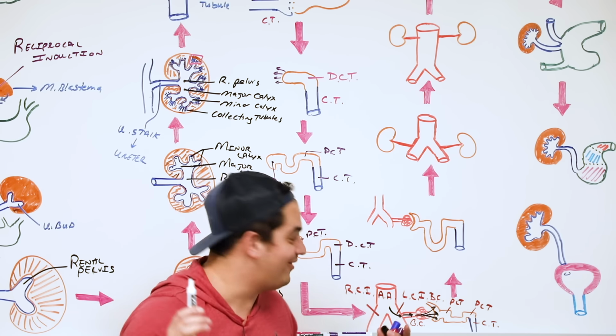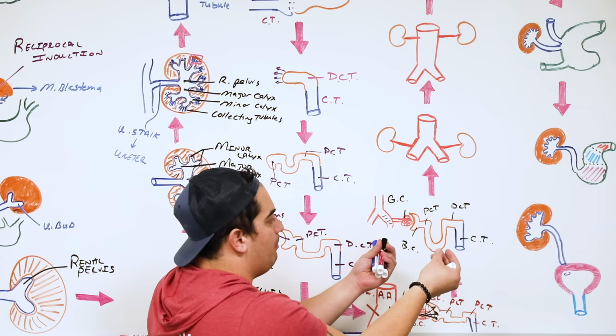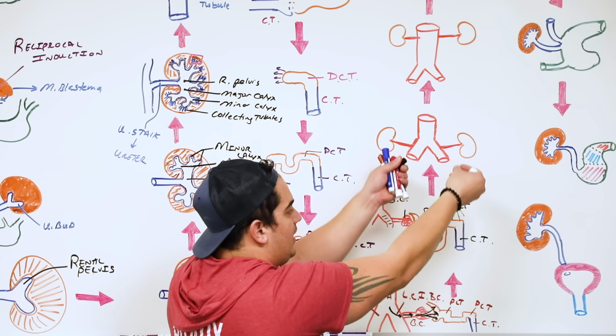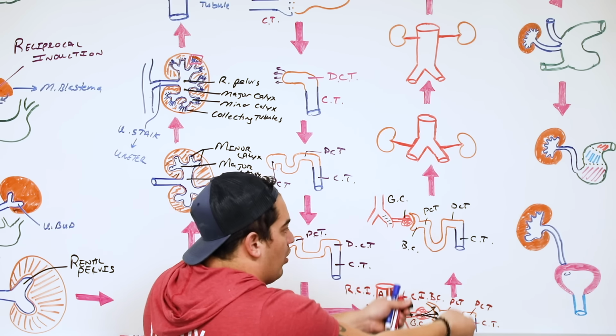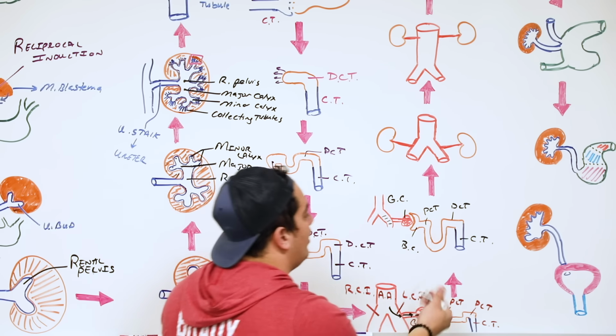But something else has to happen. So then we have to do another thing. Here we have the proximal convoluted tubule, the distal convoluted tubule, the collecting tubule, your Bowman's capsule, and your glomerular capillaries coming off of your common iliacs. Then what happens is the actual tissue, the metanephric mesoderm between the PCT and DCT, starts to grow downwards and form a loop. Now you finally get your loop of Henle.